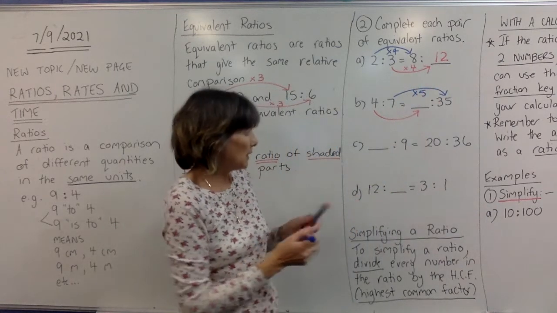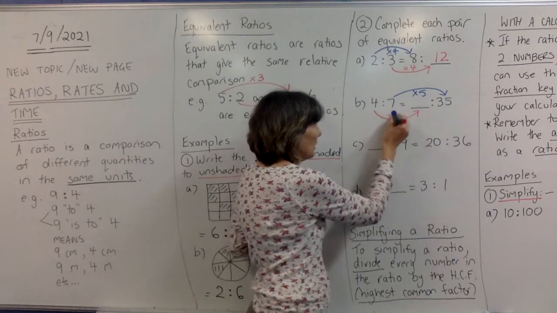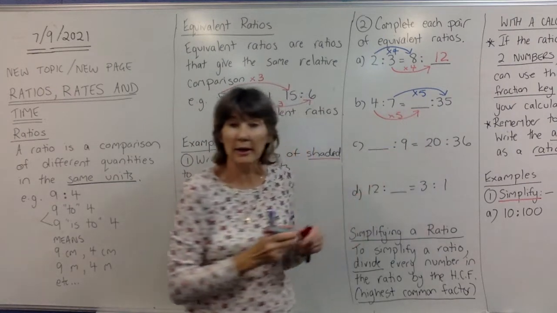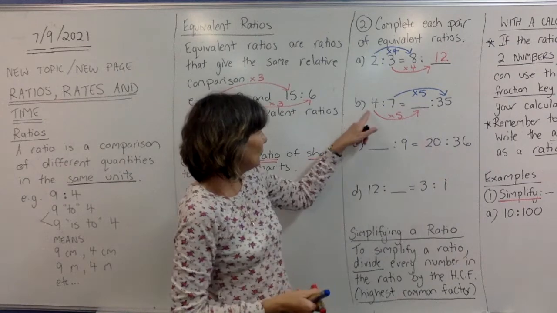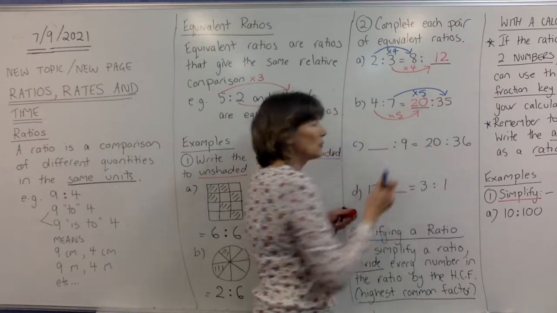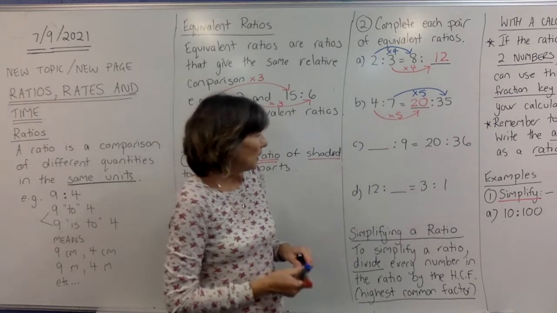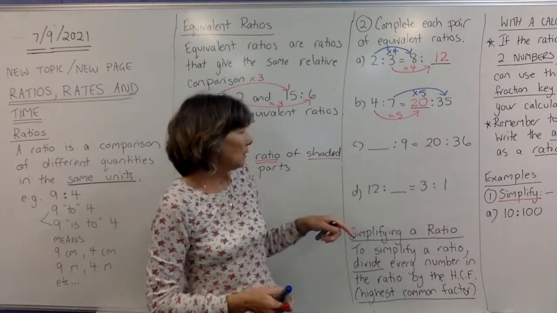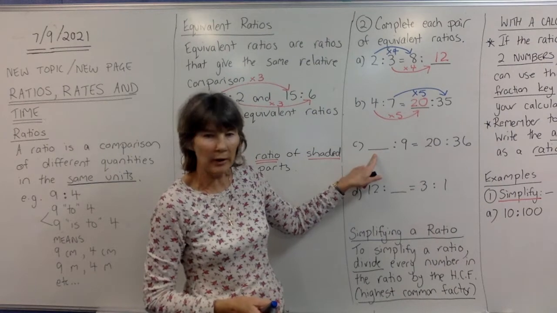And then we're going to come down here and we're going to do the same thing, times by 5, because that's how you get an equivalent ratio. So we do 4 times 5, and that will give me 20, and I'll write that in with my red pen. All right, this one, we're over here.